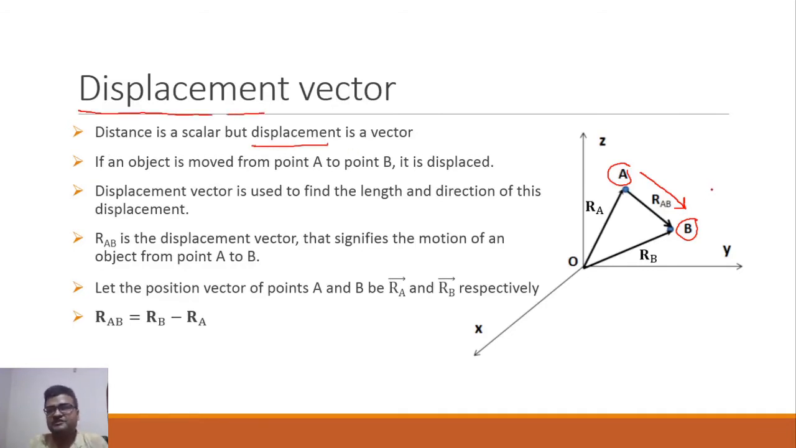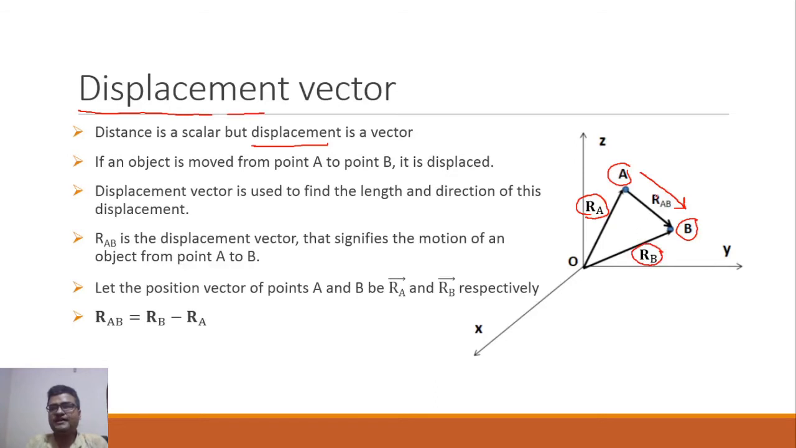So this displacement vector not only tells the distance this object has moved, it also tells us the direction in which this object has moved. So again, this is a new vector, but we have to define it using the old vector that we have seen. The old vector was the position vector. To locate the point A, we have the position vector RA. To locate point B, we have the position vector RB.